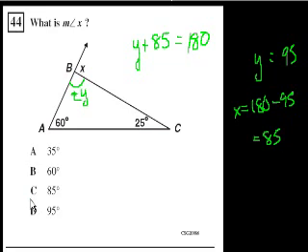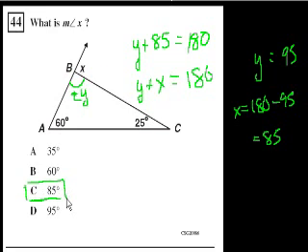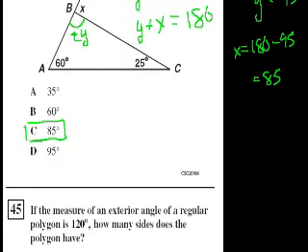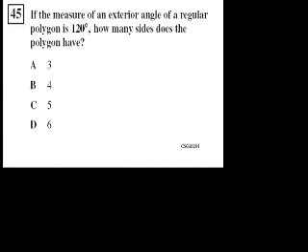C is the answer. But a slightly faster way of saying it was: y plus 85 is equal to 180, and you also know that y plus x is equal to 180. So clearly, x is equal to 85. If you add 85 to y, you get 180, and if you add x to y, you get 180. So x would be 85. That would be a slightly faster way of thinking about it, but either way is fine if you're not under time pressure. Okay, problem 45.